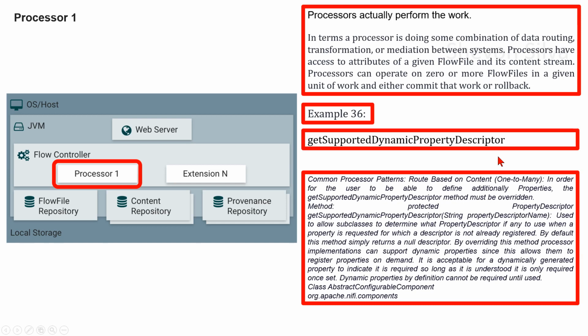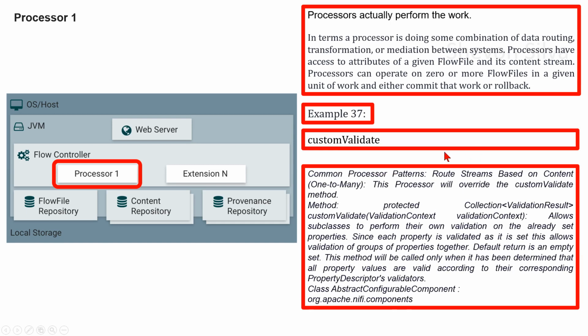If a processor will route a single flow file to potentially many relationships, this processor will be slightly different than the previously described processor for routing data based on the content. This processor typically uses relationships that are dynamically defined by the user as well as an unmatched relationship. In order for the user to be able to define additional properties, the getSupportedDynamicPropertyDescriptor method must be overridden. This method returns a property descriptor with the supplied name and an applicable validator to ensure that the user-specified matching criteria is valid.